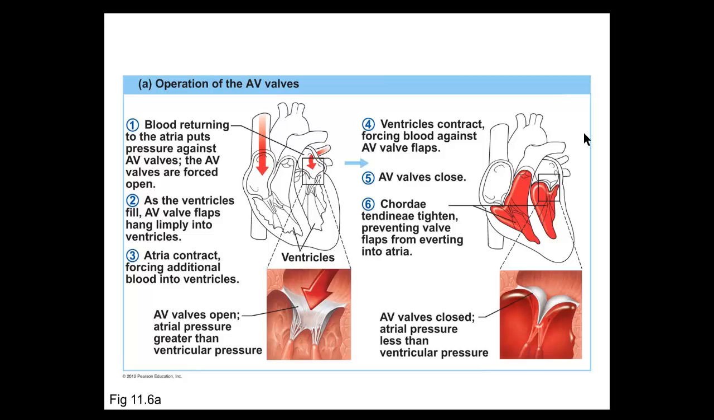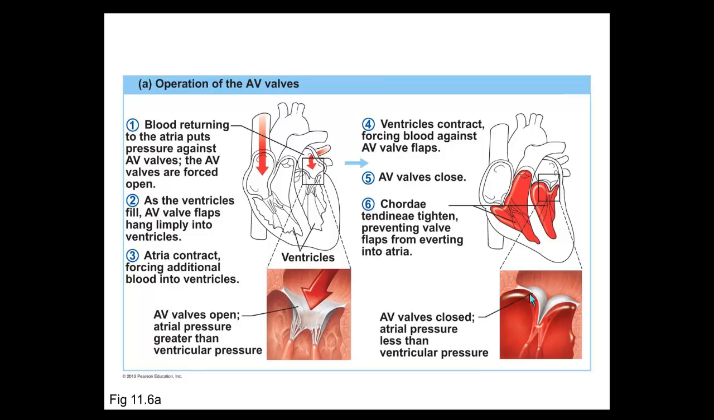So here we can see how these valves open. The AV valves, remember, have these special strings called the chordae tendineae, and as the pressure rises in the chamber, that forces the valve open. And then as that chamber fills with blood, we can see here on the ventricle on the right hand picture, as it fills with blood, that pushes those valves closed. So the pressure of blood on the back side of these valves is what's going to force them closed, so that blood doesn't go back into the atria.